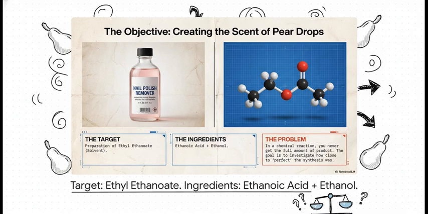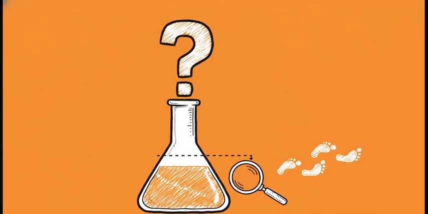But here's the mystery we're investigating. Whenever you do this in a lab, you never, ever get the full amount of product you expect. Something always goes missing. So the big question, the central mystery is, where does that missing product go? Our mission, should we choose to accept it, is to figure out exactly how much we lost. And we're going to do that by calculating something called the percentage yield.